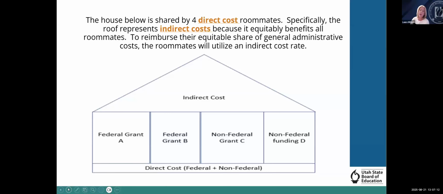This is just a little slide we got from the Department of Ed. In this house, we have 4 direct cost roommates. And specifically, the roof is going to represent our indirect costs. It equitably benefits all the roommates. So to reimburse the equitable share of administrative costs, we utilize an indirect cost rate.